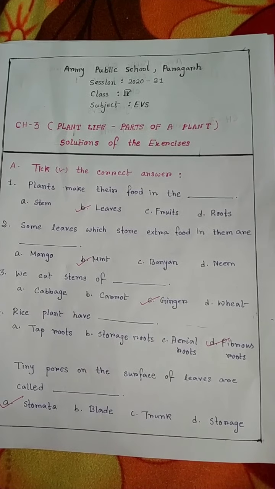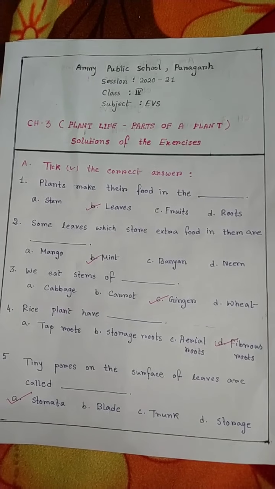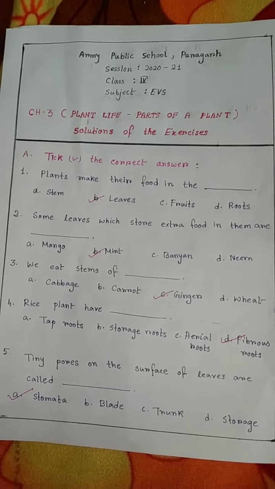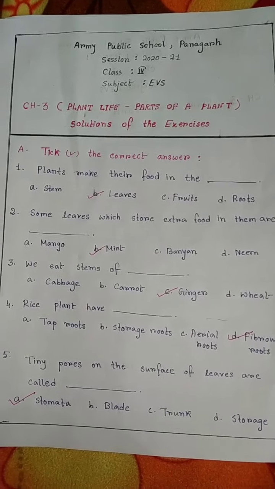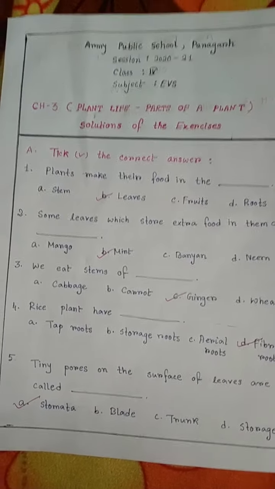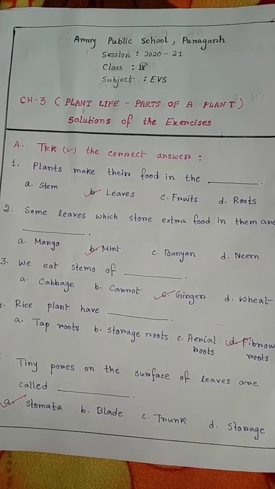Okay, listen very carefully. Objective portion means exercises A, B, C and D you have to do in your book, and exercises E and F means question answer you have to write in your EVS notebook. Okay, so let's start. A.